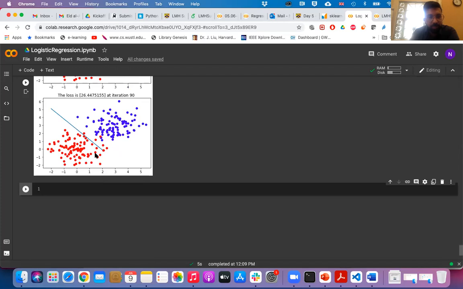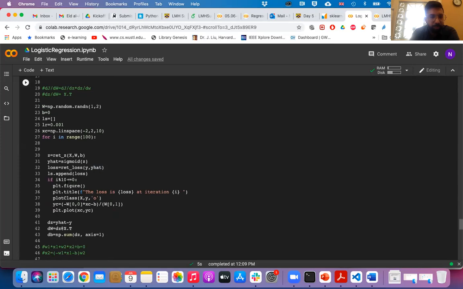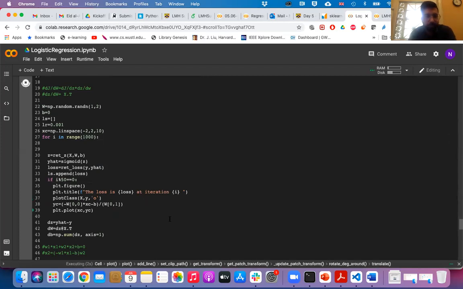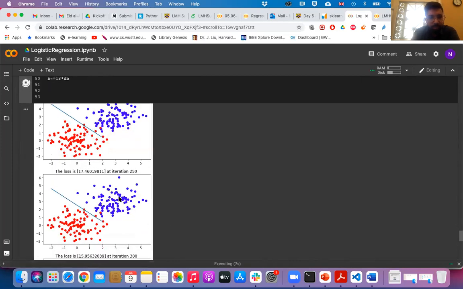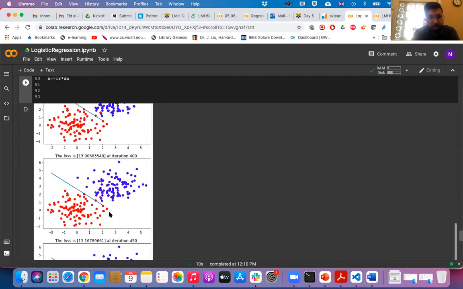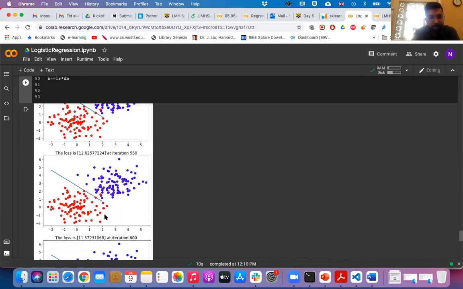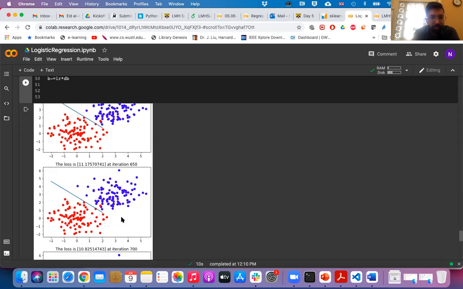60, 70, 80, maybe let me do this. Probably let's plot it every 50th iteration, and let's do it for 1,000. That's going to be some 20 figures. And you can see that eventually it does learn to separate the data almost perfectly. Some points cannot be perfectly separated, but it does a very good job.